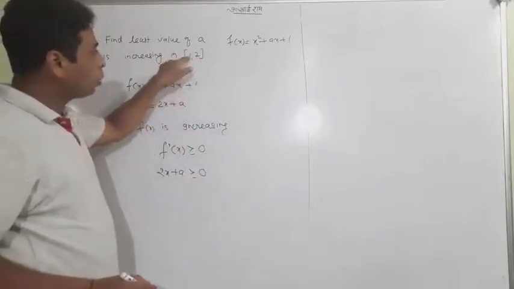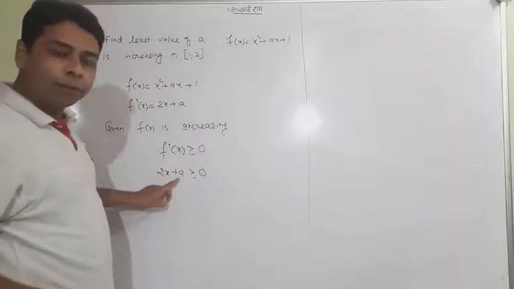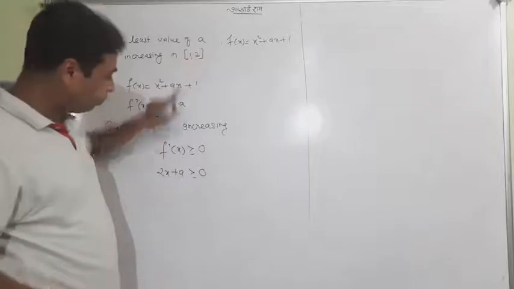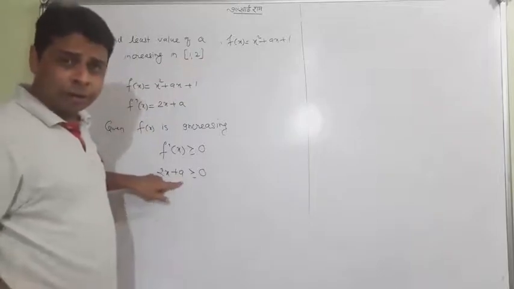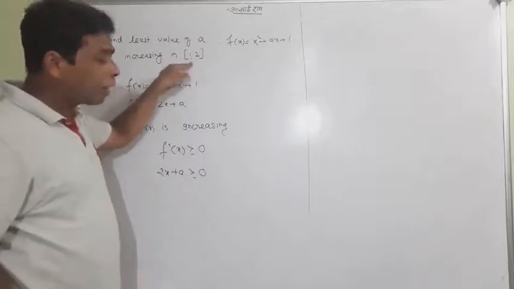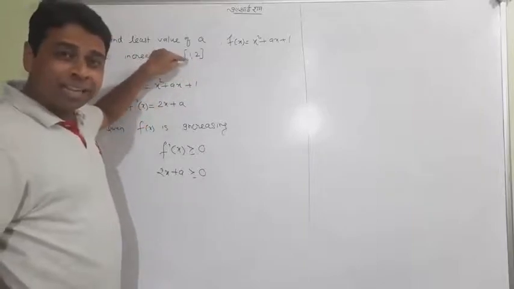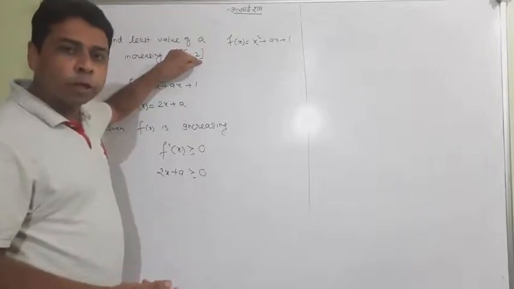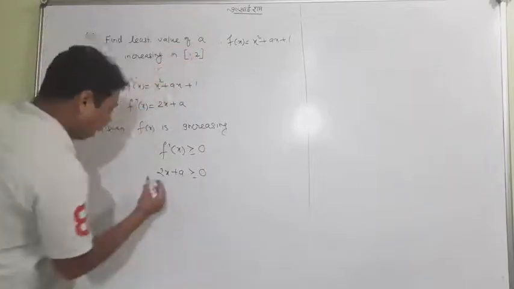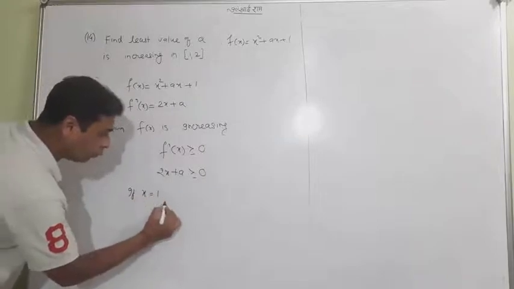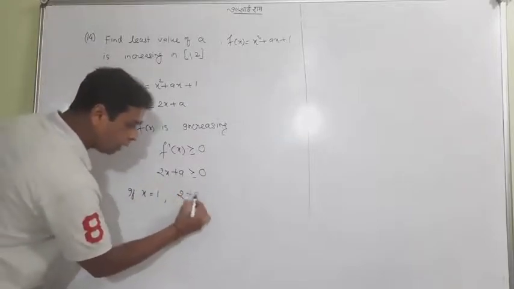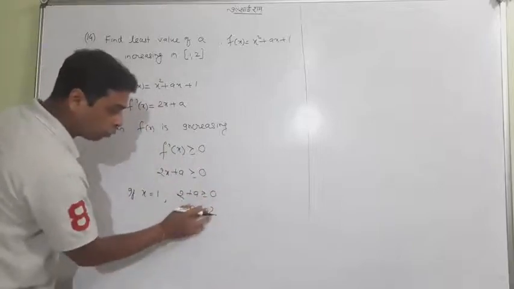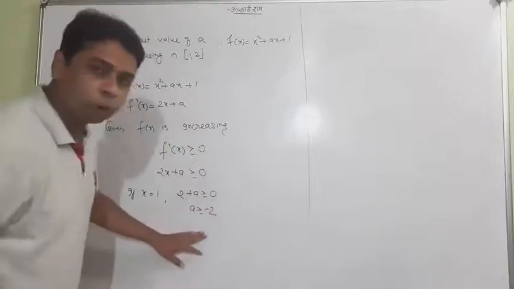So one by one we will put x equal to 1 and find the value of a, and then for the interval x equal to 2 and get the value of a. We don't want to put all the in-between values, because we are putting only the least value and the highest value, the extreme values of the interval. Now if x is equal to 1, 2 ones are 2, plus a, and after transferring the 2 we would have a greater than or equal to minus 2.